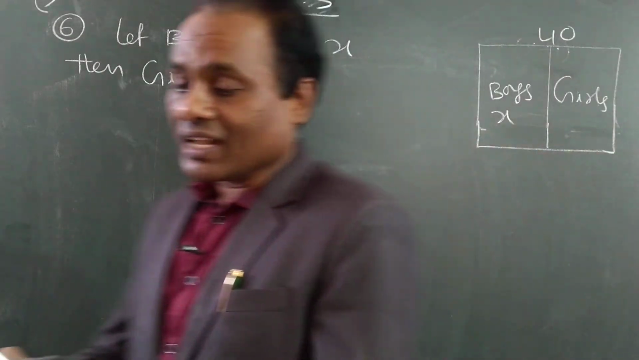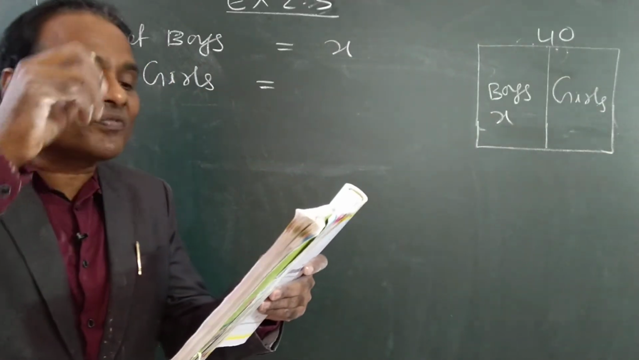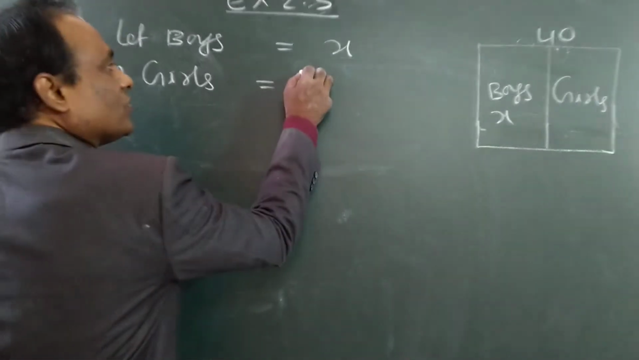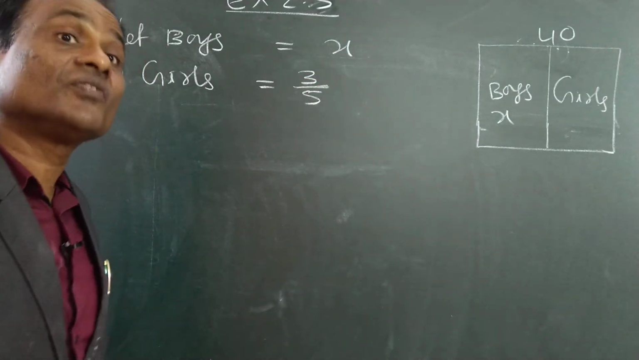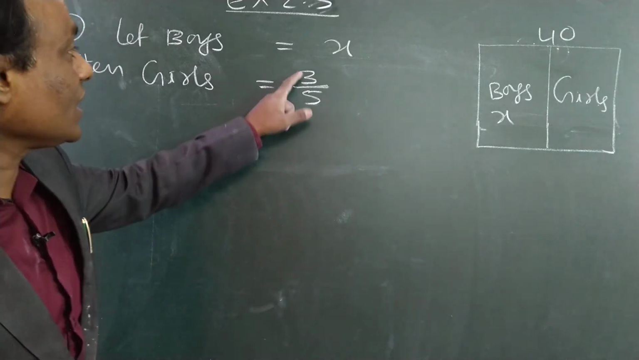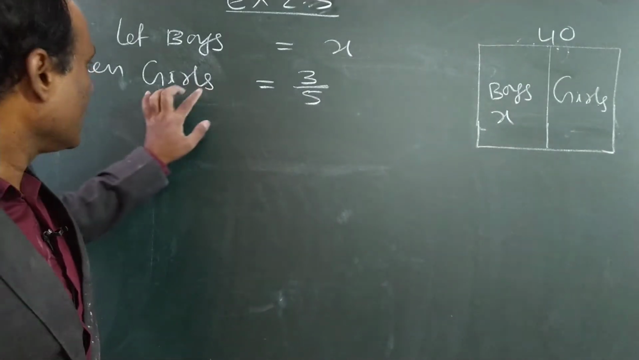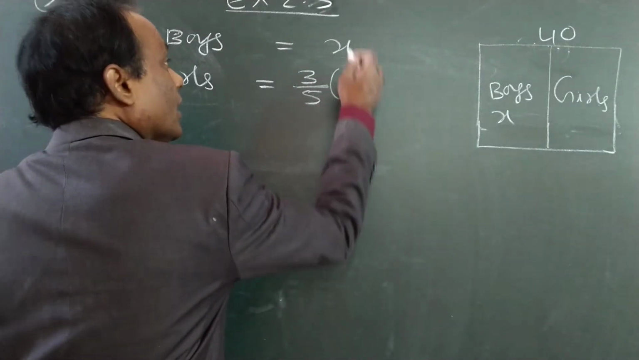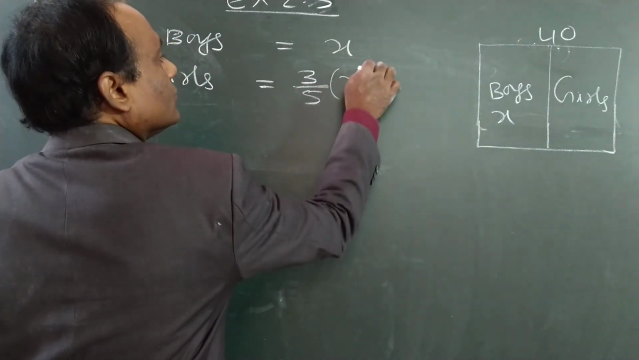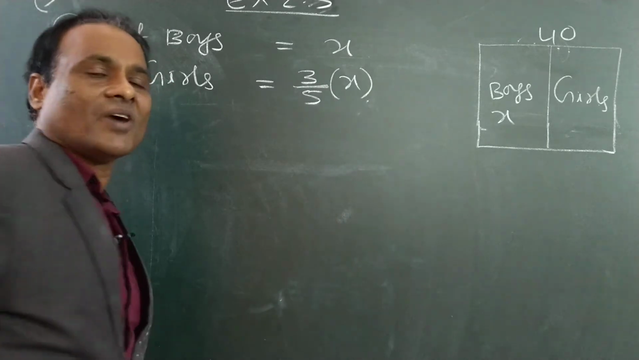Boys is x. Girls is 3/5 of the number of boys. 3/5 means what? 3/5 means 3 by 5. Girls is equal to 3/5 of the number of boys.